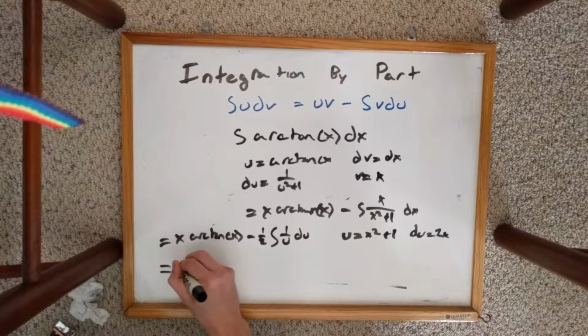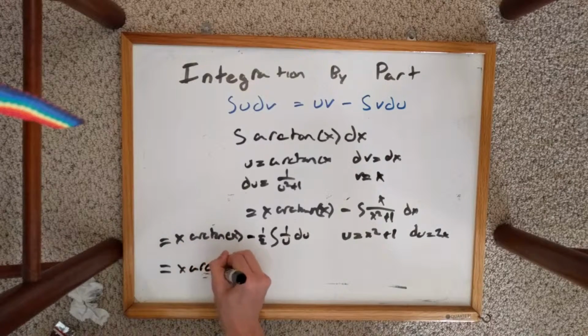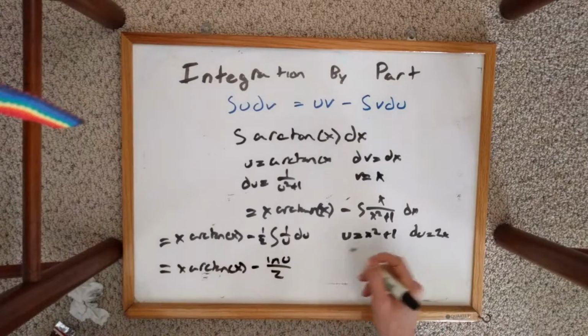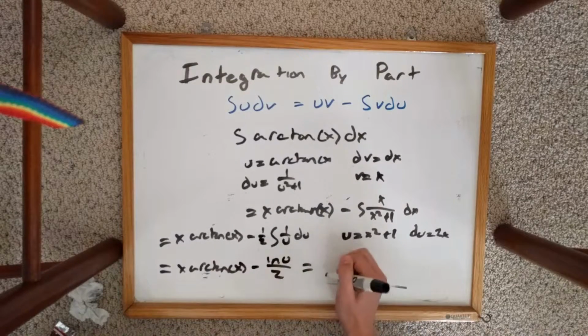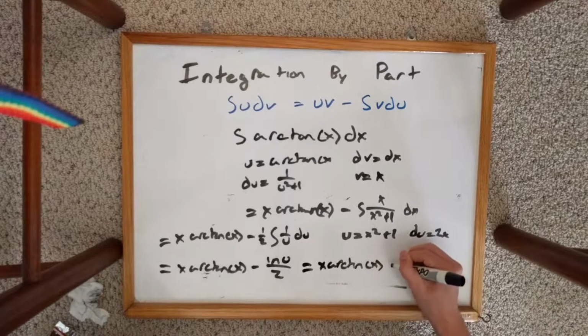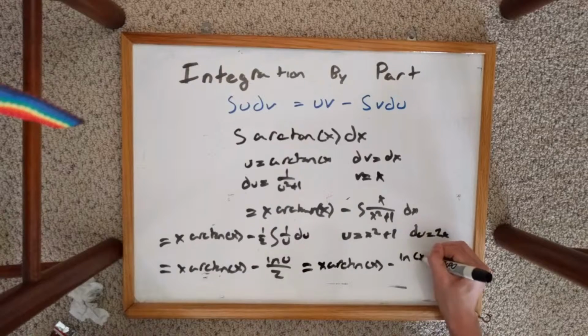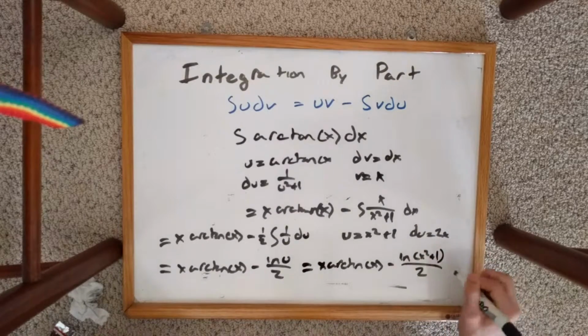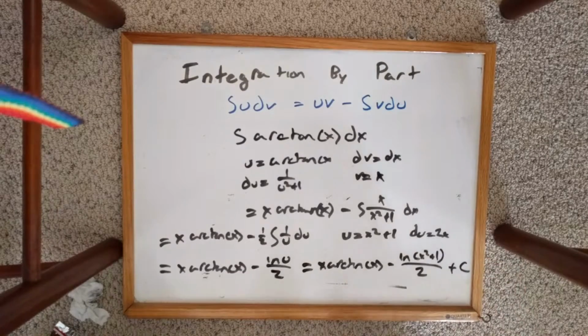Keep going through, x arctangent of x minus ln u over 2. Plug in for u again, and we get our final answer as x arctangent x minus ln of x squared plus 1 over 2, plus that all-important plus c.